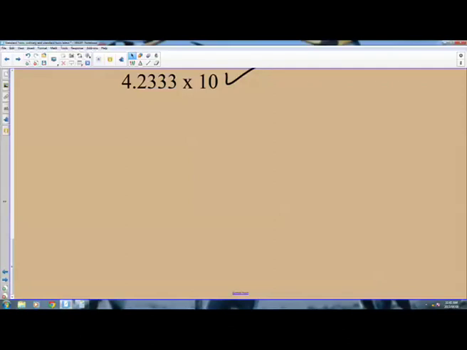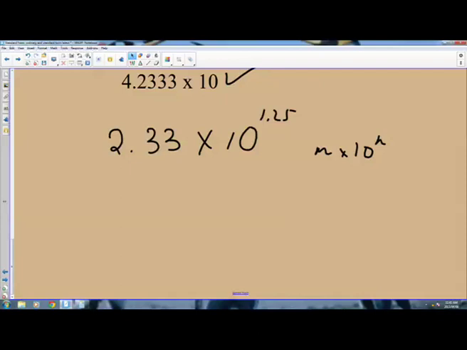Or let me write it for you because it's very important that you note it. If we get 2.33 times 10 to the power 1.25, the conditions are, for you to say a number is in standard form, it has to be m times 10 to the power n, and then the value of m should be within the range 1 to 10. So the range here for m is okay, it's 2.33.